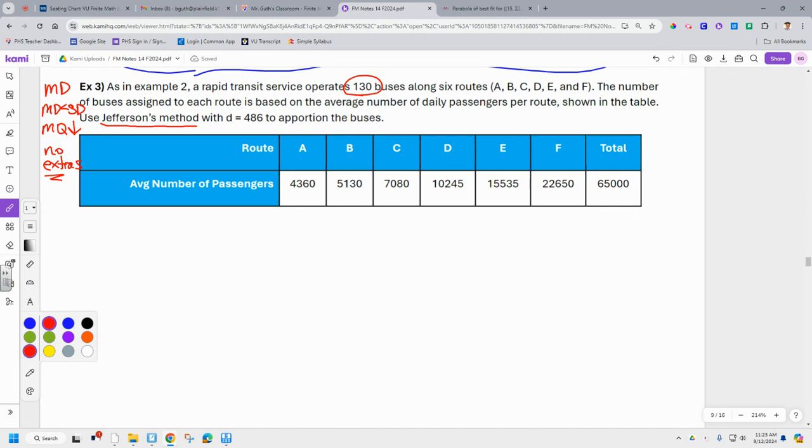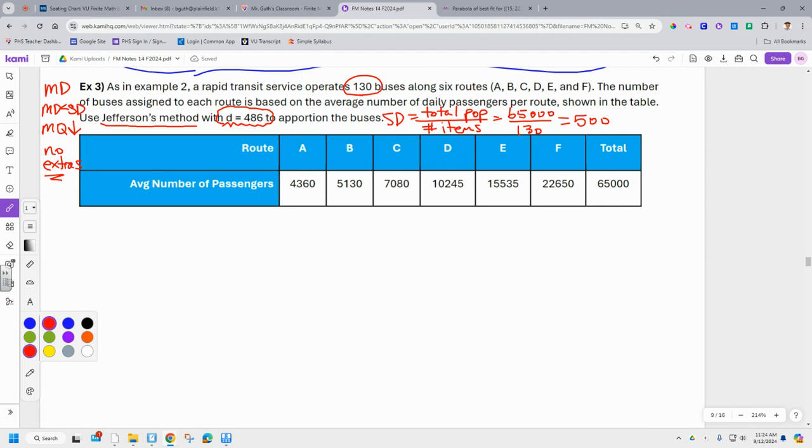Well, they actually gave me the modified divisor right here. This makes this problem a lot easier than it could have been. All right, the modified divisor is supposed to be less than the standard divisor. Well, yeah, 486 is less than 500. Remember that? The standard divisor was the total population divided by the number of items. We already did this. 65,000 divided by 130 was 500. 500 people per bus. That's the standard divisor.